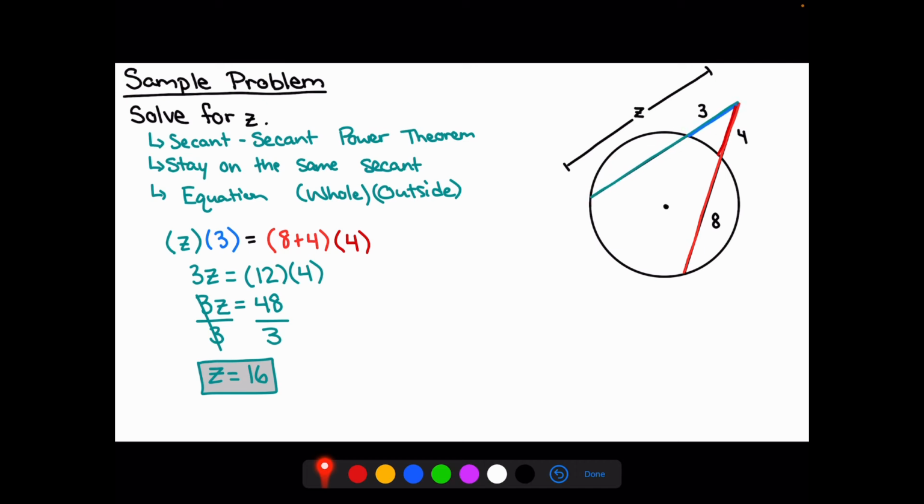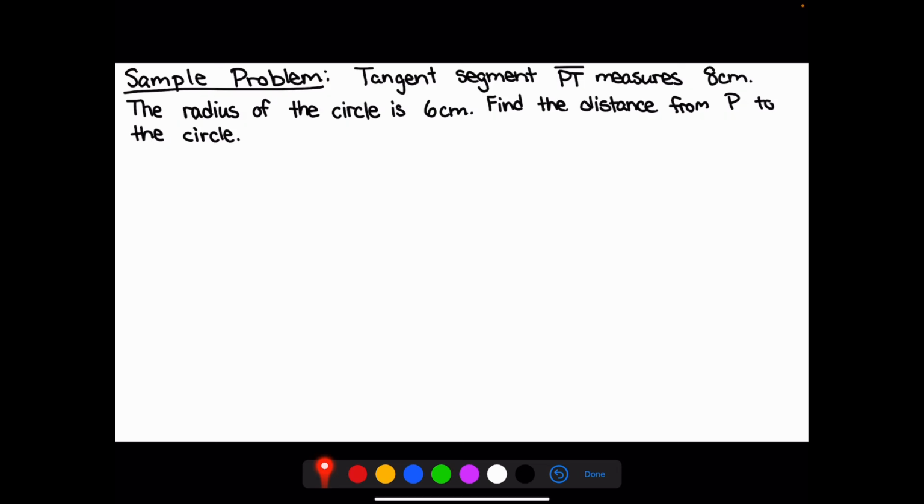And our final problem of the day. Tangent segment PT measures 8 centimeters. The radius of the circle is 6 centimeters. Find the distance from P to the circle.